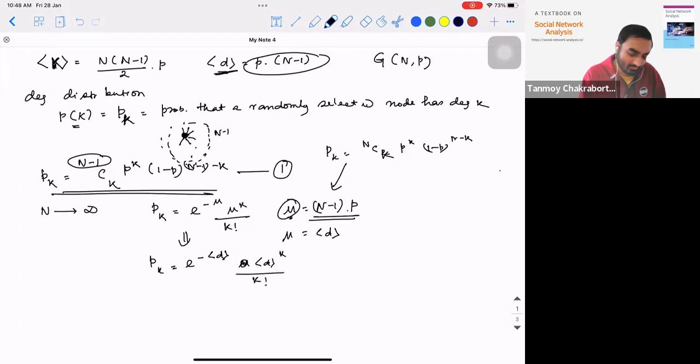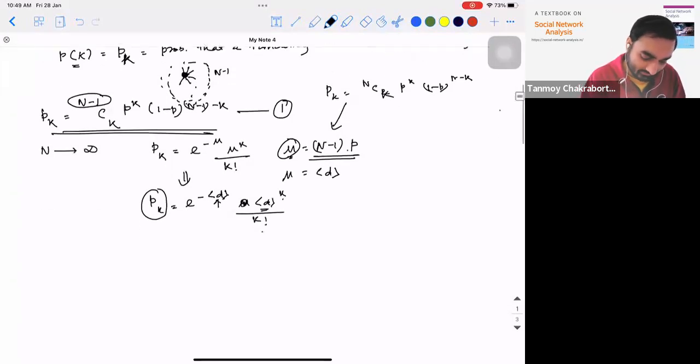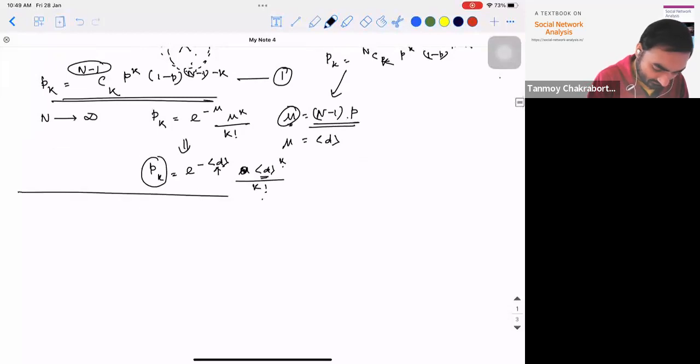Now, let's look at the notation again. p_k is the degree distribution. It says that the probability that a random node has degree k is e to the power minus d. So this d is the mean degree, right? Now mean degree to the power k by factorial k. So this is the degree distribution when n tends to infinity. Okay, this is easy, right? It is not that difficult.